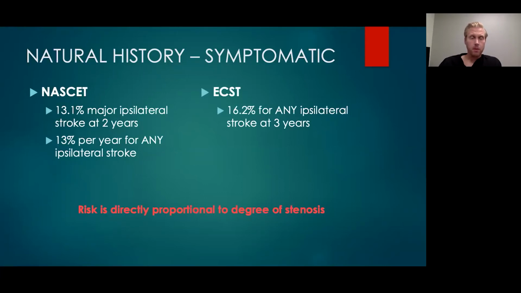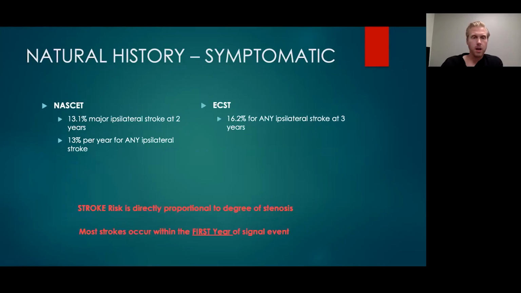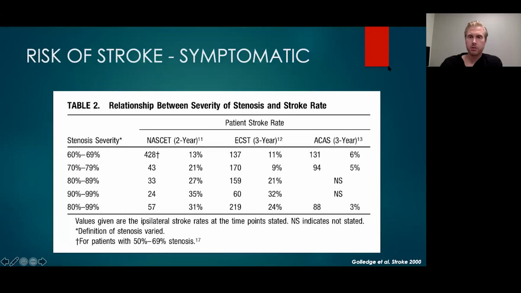Additionally, when it comes to symptomatic lesions, how risky they are is actually predicted by how narrow the vessel is. And most strokes occur within the first year, even though these studies went out to 2 and 3 years, respectively. So what do we mean by the stroke risk is affected by the degree of stenosis? So this is a table here looking at severity of stenosis up to 99% from 60% in NASCET, and then the other trials. We'll focus on NASCET for now.